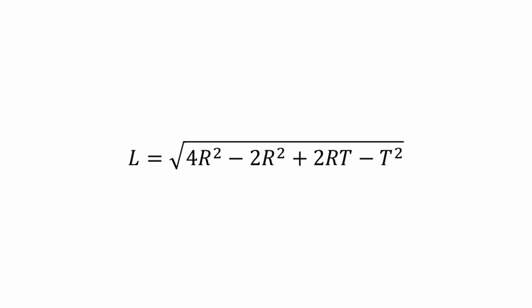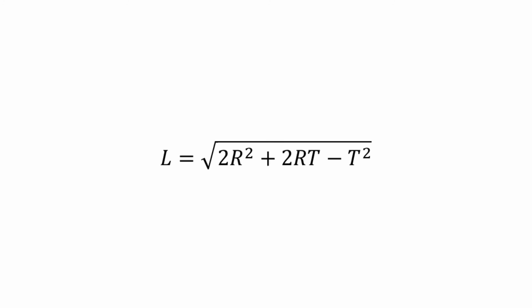And what happens here is we have our r squared terms, so essentially the coefficients 4 and negative 2. We'll add those together, and we're going to come out with a final length equals the square root of 2r squared plus 2rt minus t squared. And again, r is the radius, t is the tangent.